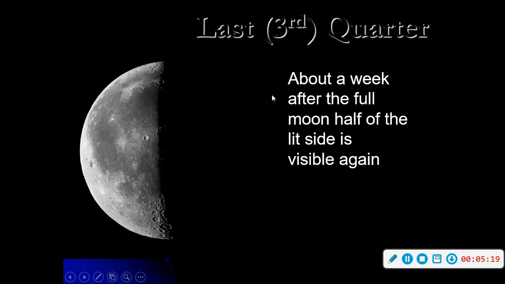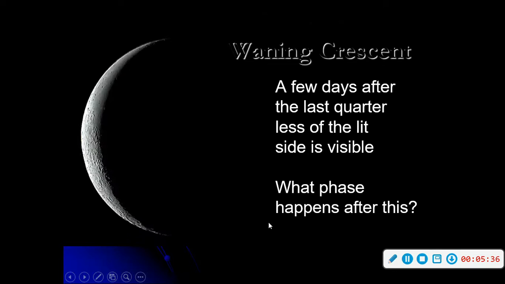And then the last, or third quarter. Again, left side lit last, and you can see this is what I was talking about. You can actually get a better picture on the quarters. You can see it comes out nice and clear, and you can see the craters nicely. So that's a week after the full moon, and then we're heading to the waning crescent.